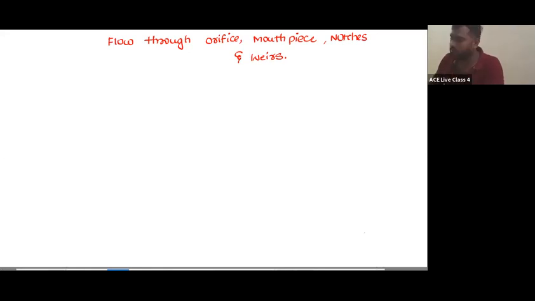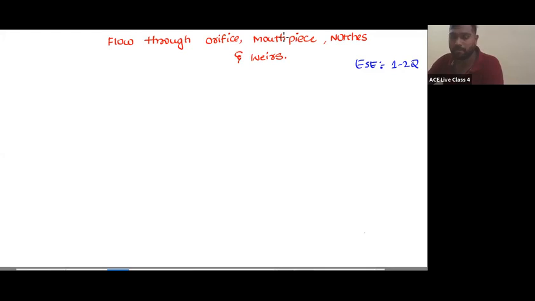Okay. From this chapter in ESC, 1 to 2 questions, and this is very important for the IES mains also. This chapter is important for the mains also. So this is the flow through orifice, mouthpieces, notches, and weirs. And what are these? These are nothing but the devices to measure the fluid flow rate.